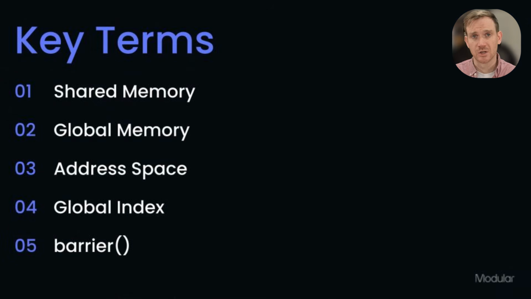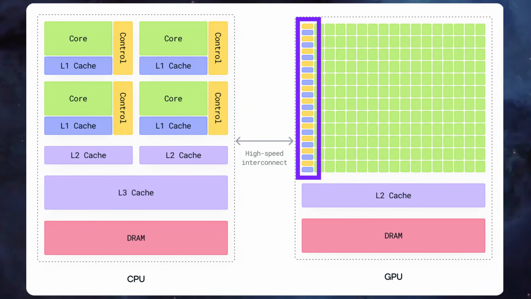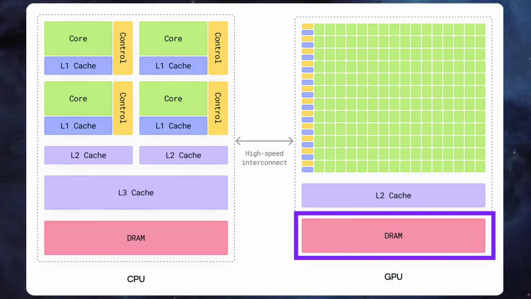Here are a few key terms. First, shared memory. That refers to fast, on-chip memory shared by all threads in a block. Each block gets its own allocation, visible only to threads within that block. This is much faster than global memory, but it's limited in size. This contrasts to global memory, the main GPU memory. It's larger but slower. Your input and output arrays will live here.